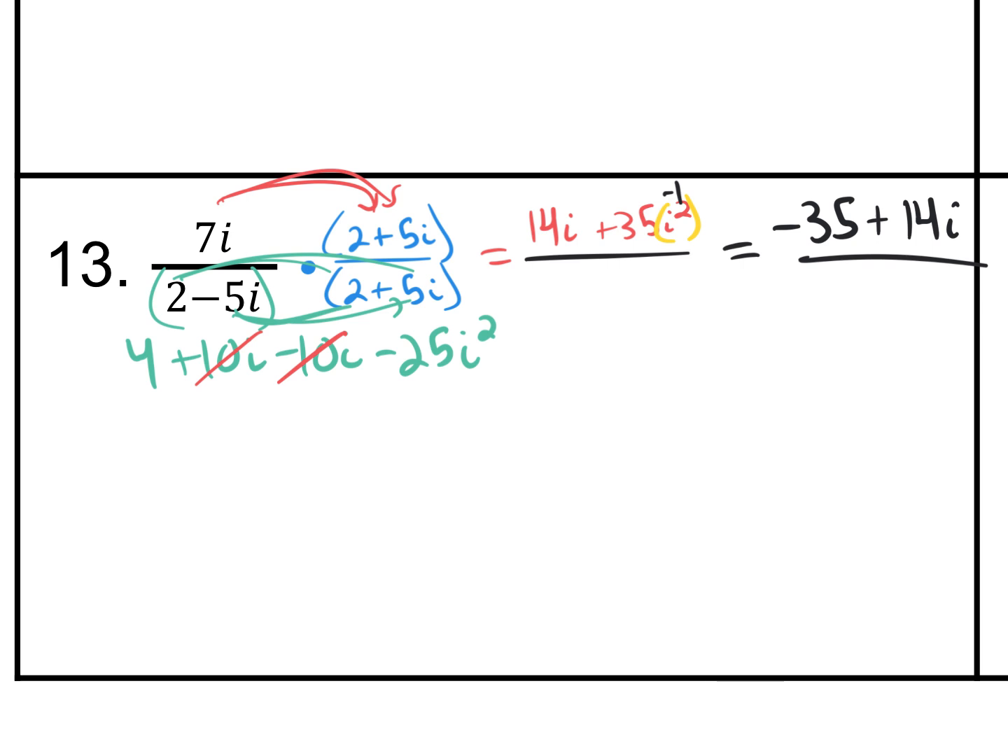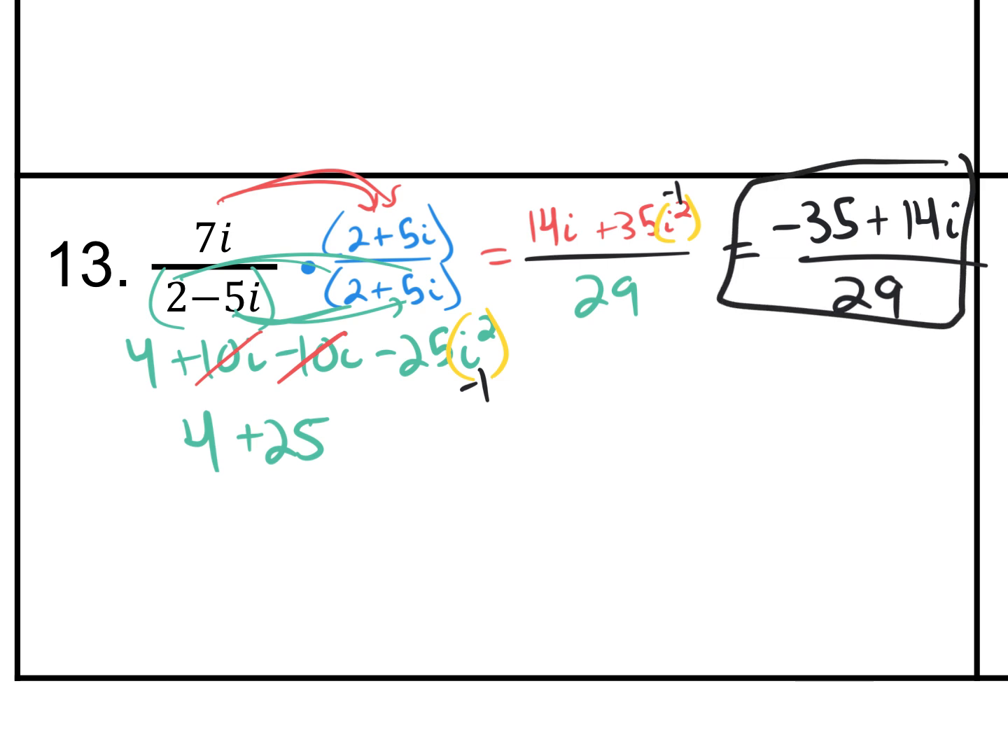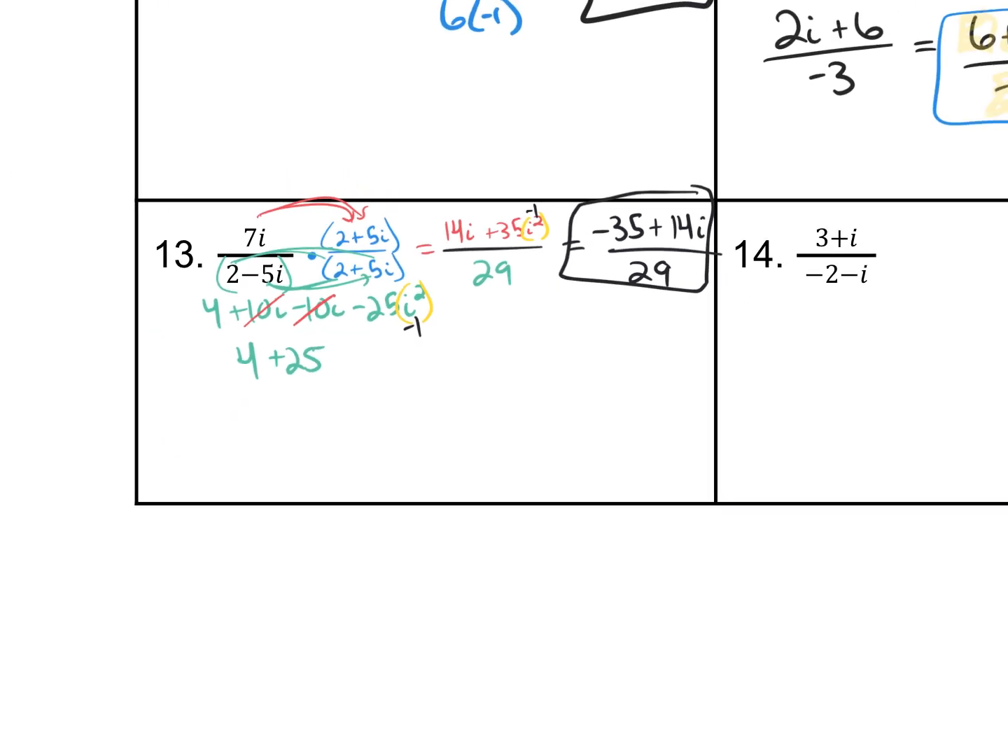And then the i squared we are replacing with a -1. So really we end up underneath with a 4. Once we take the -25 times -1, that becomes a positive 25. Adding those together, we get our denominator, which would be a 29. So once we get our denominator, we're checking to see is there anything that goes into all three of those coefficients. In this case, nothing goes into -35, 14, and 29. So that's as simple as that one can get.